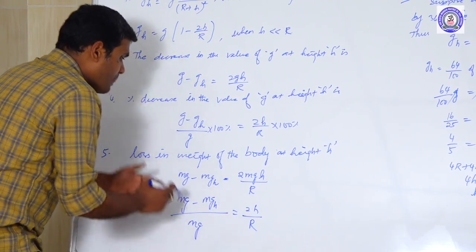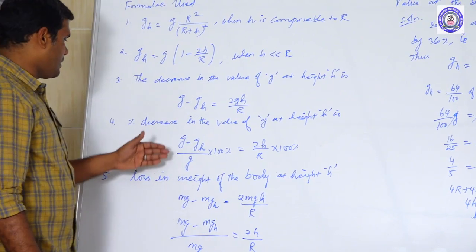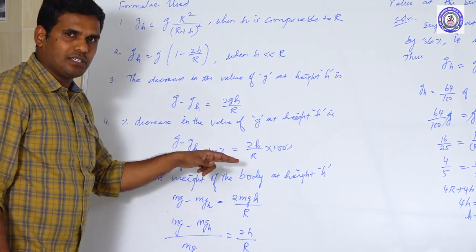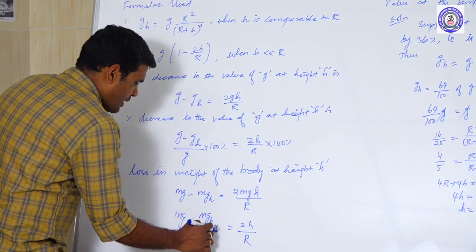This will give you the change in the weight of body at a height h, right? When you want to calculate the percentage decrease, multiply it with 100%.